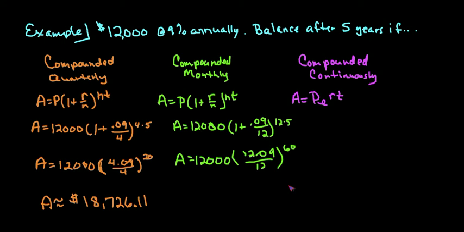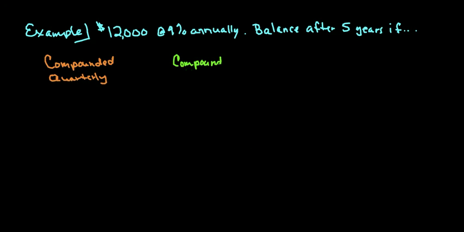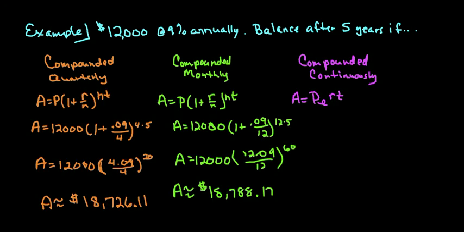So now this is the part that we would hit up in the calculator. And again, we get an approximation to the nearest cent. And in this case, we end up with this amount. So a little more than $60 increase by going with the monthly compounding compared to the quarterly compounding. All right, let's take a look what happens if we compound things continuously.